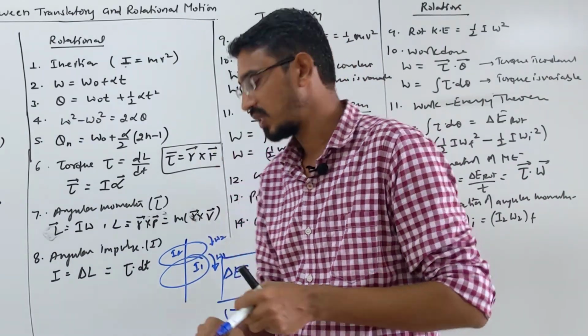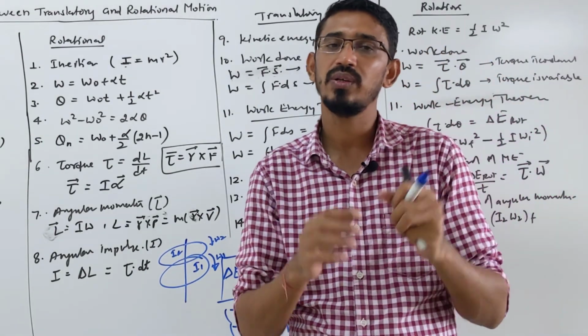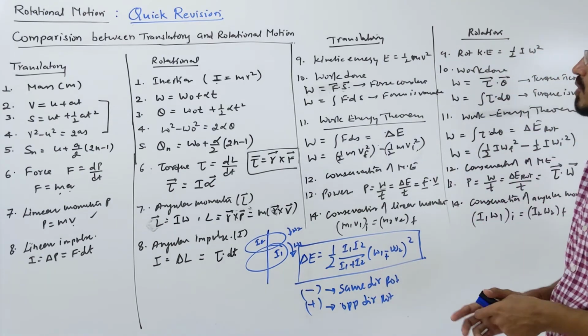So how much energy is lost? That is given by this formula, and a similar formula comes in 4th chapter that I have discussed in your collision topic already, okay? So this is your complete revision for this topic.